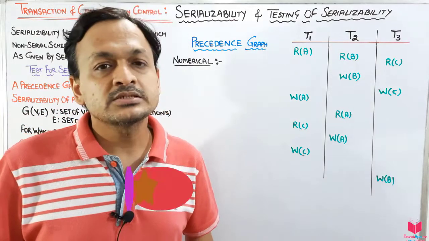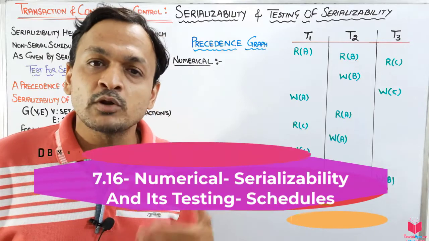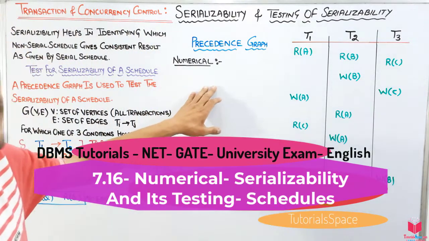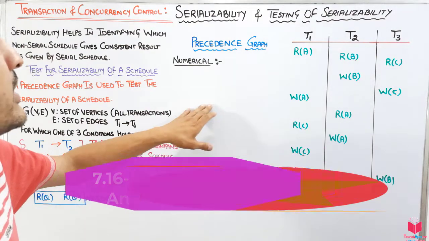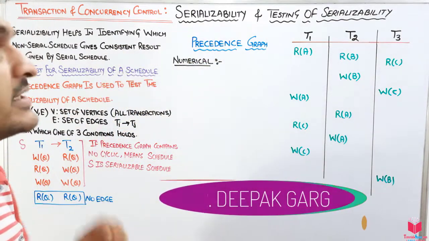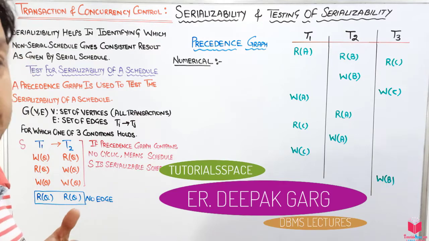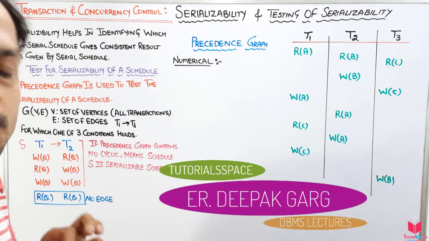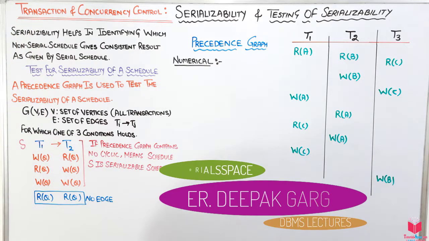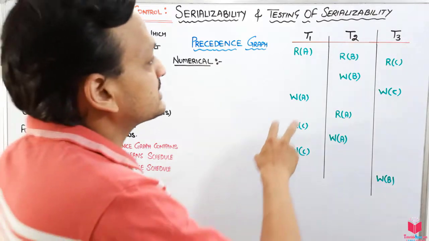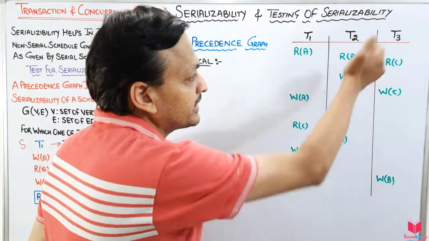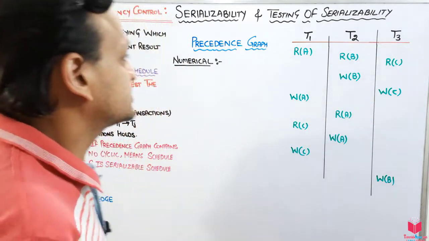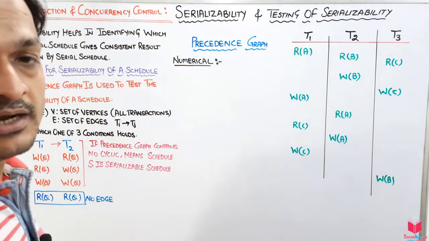Hello guys, today we will discuss another example, a numerical, on testing the serializability of a non-serial schedule. In the previous video we have already discussed what exactly serializability is and the testing of serializability. Those who have not watched that video, please watch it first. Now there is a numerical with three transactions T1, T2 and T3, and these are their corresponding operations or instructions. So let's find their precedence graph first.